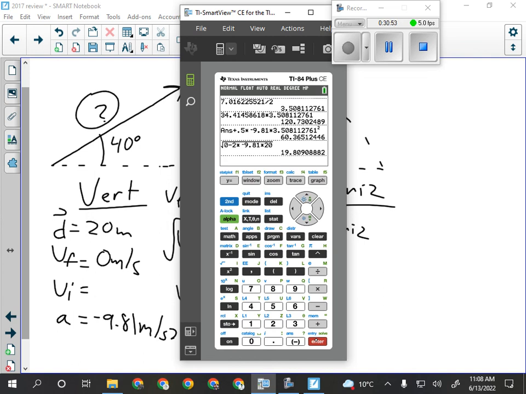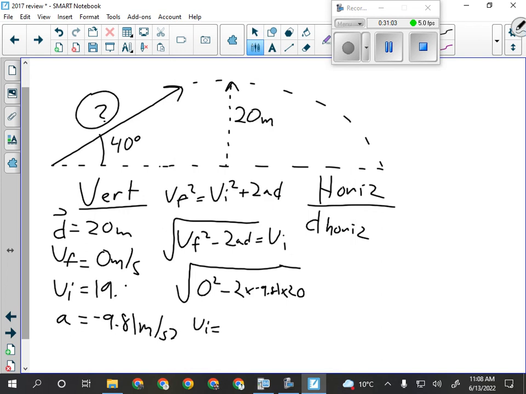All right, so VI, not the projected velocity, VI is 19.81 meters per second, and that number is positive. Now from there, I can calculate what this number is because now I can use trig. I know what this side of that triangle is: 19.81 meters per second. If I want to get the hypotenuse using the opposite side, I'll take the sine of 40 degrees, and I'll say it equals the opposite side divided by the hypotenuse, and I'll solve for the hypotenuse.